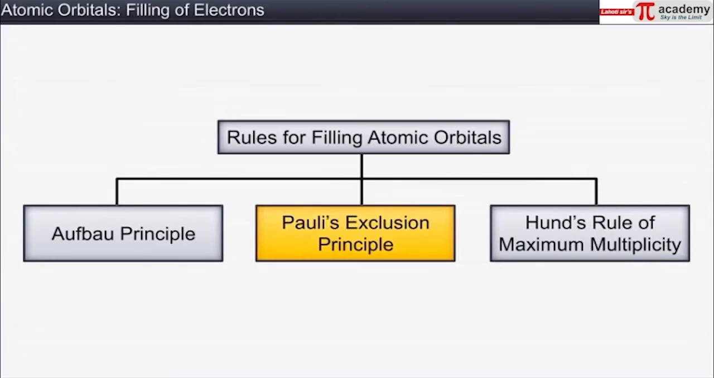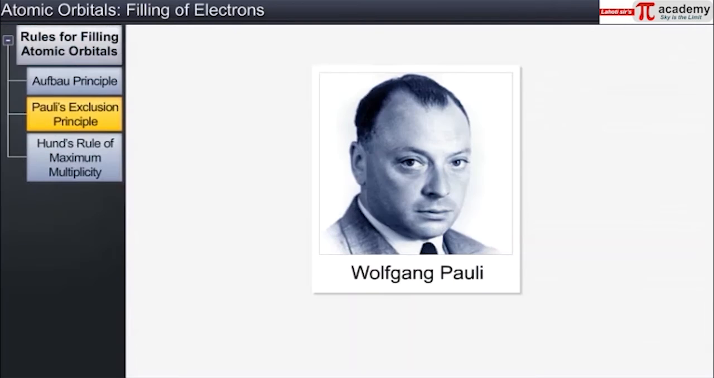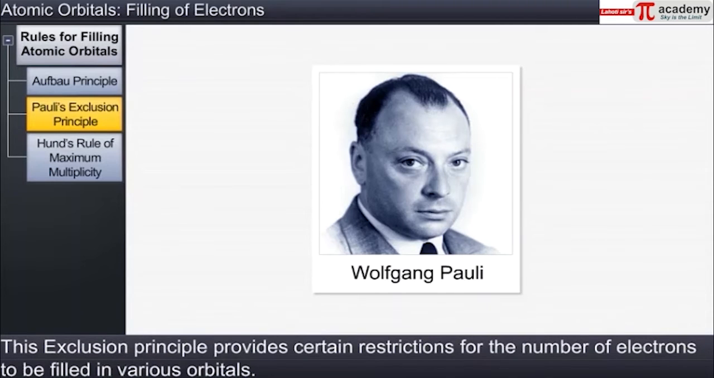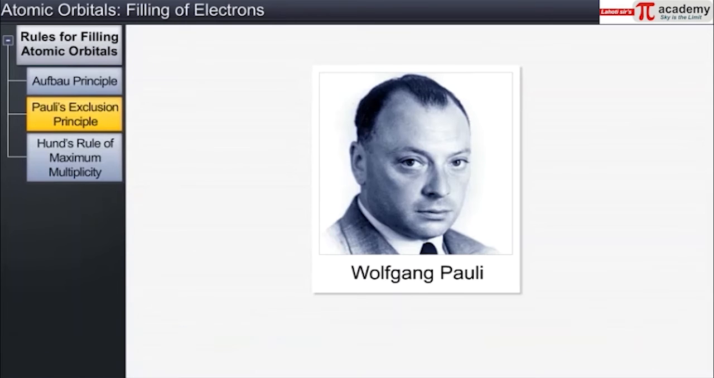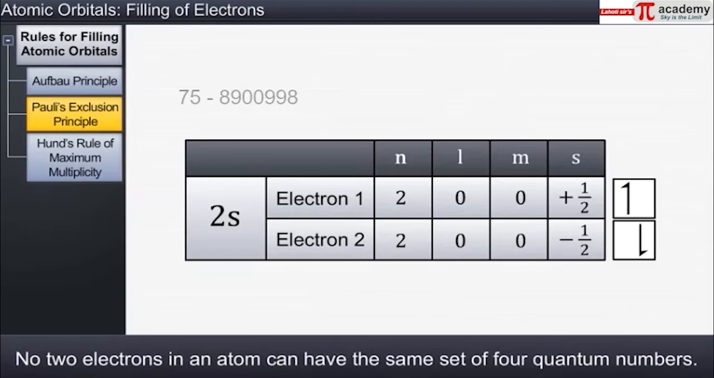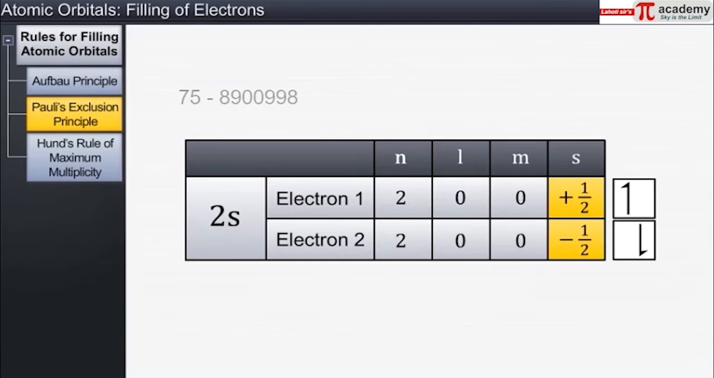Next, let us move on to Pauli's exclusion principle. Austrian scientist Wolfgang Pauli has put forward the principle called Pauli's exclusion principle. This exclusion principle provides certain restrictions for the number of electrons to be filled in various orbitals. The Pauli's exclusion principle states that no two electrons in an atom can have the same set of 4 quantum numbers. This principle can also be stated as only 2 electrons may exist in the same orbital and these electrons must have opposite spin.